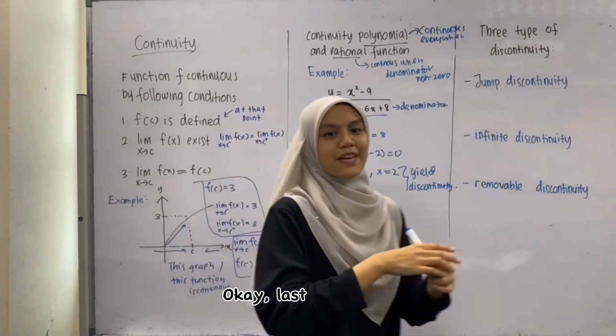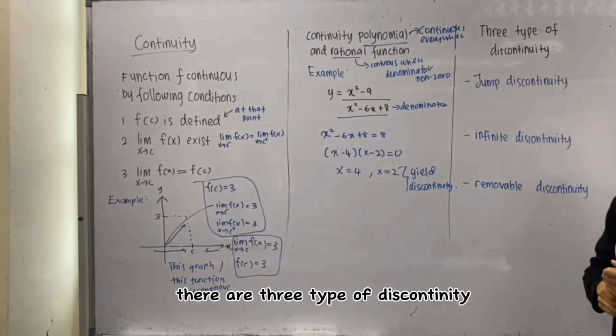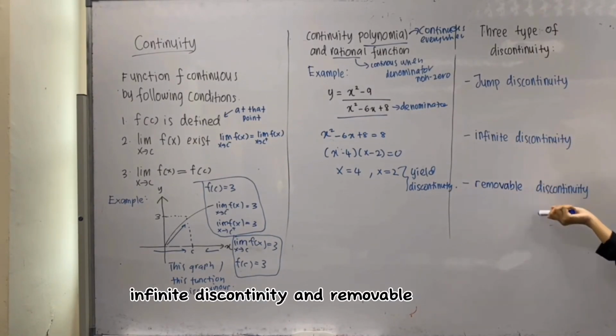Last but not least, there are 3 types of discontinuity: jump discontinuity, infinite discontinuity, and removable discontinuity.